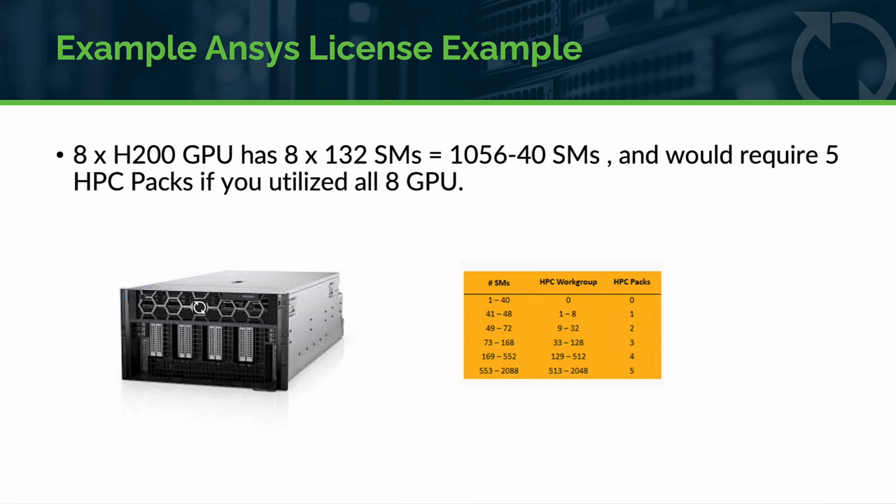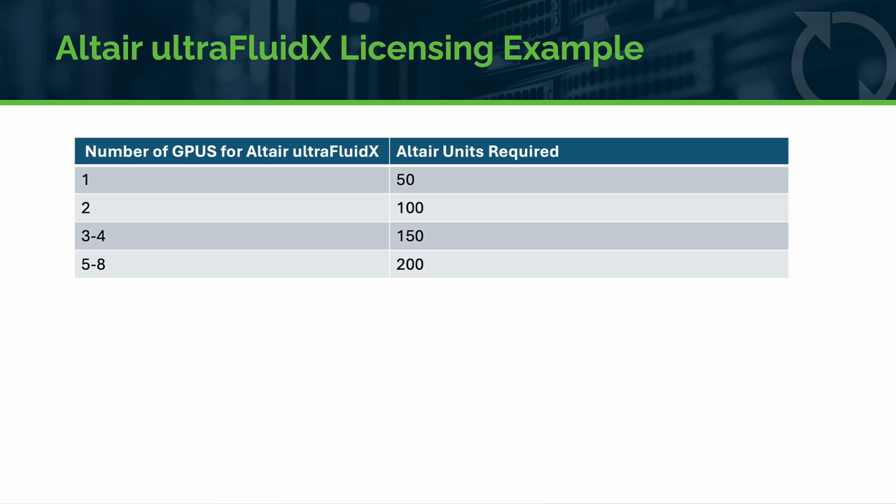Since that table on that website hasn't been updated for the H200, I thought I'd show a little exercise here. Look up on the data sheet, and H200 has 132 SMs. So that 8-way GPU box is going to take 1056 SMs minus the 40 I get for free, and that would require 5 HPC packs. So you can just look at a little table that Ansys provides and say, okay, I'm at 1,000 something, and that is going to be 5 packs. Now, that's if you run all 8 GPUs. UltraFluidX is just how many GPUs. One takes 50 Altair units. You run an 8-way, it takes 200.